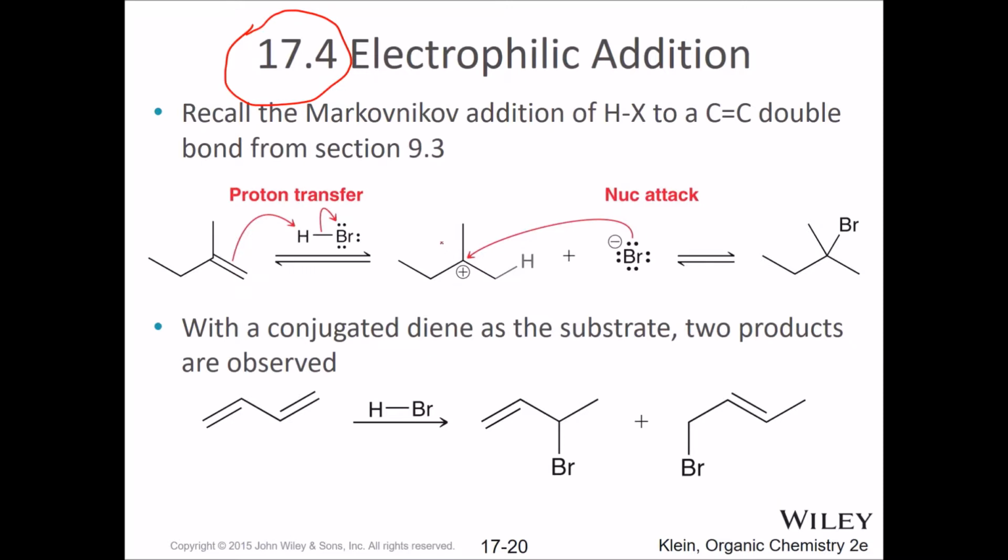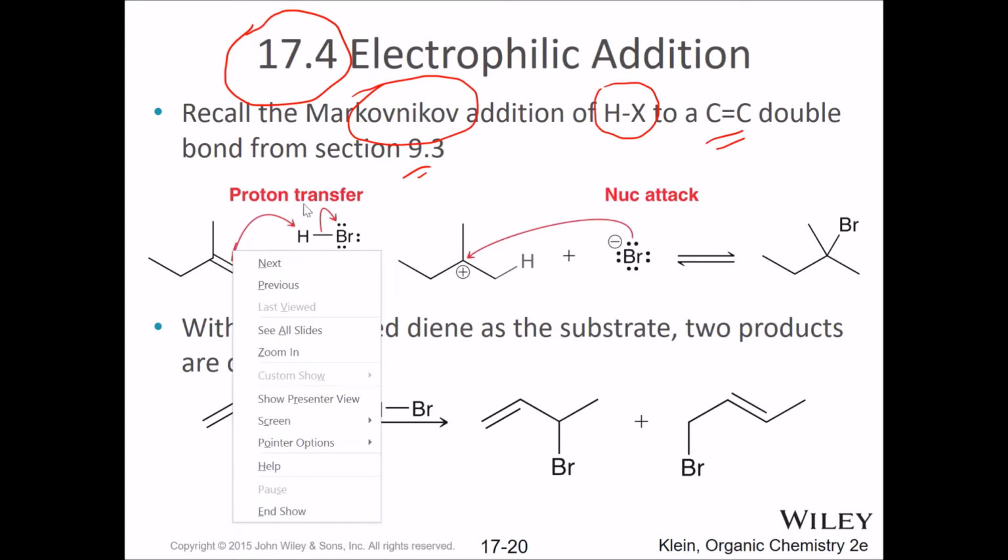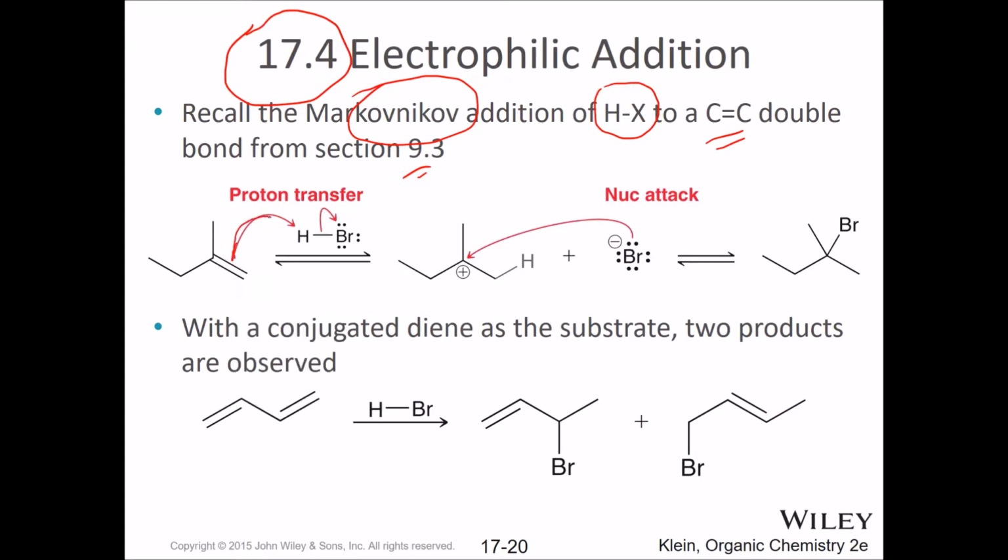It's very important. You remember now you had Markovnikov addition when you were doing hydrohalic acids bonding to a pi system. Remember that from section 9.3. And here's how it looked. You have pi electrons coming and attacking a hydrogen, and these bonding electrons going off to make a bromide.